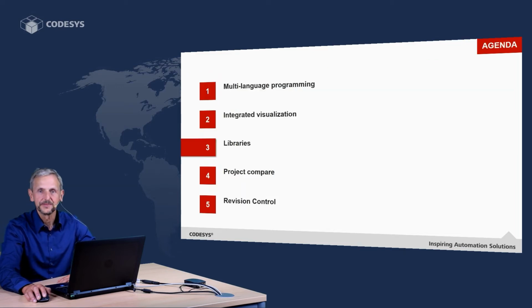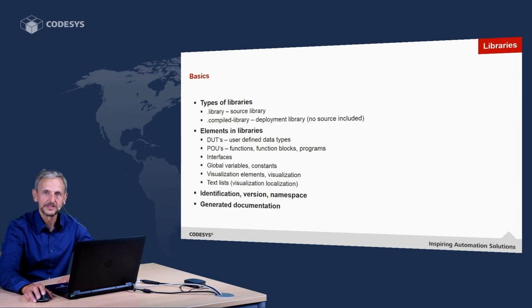A word about libraries. There are 2 types of libraries in CODESYS. The first, the source library with the file extension .library, is used for development purposes. And the deployment library type, which comes with no source information included, is the so-called compiled library. Elements in libraries could be user-defined data types, program organization units like function blocks or programs, interfaces and globals like global variables or constants, and of course visualization elements or complete visualization screens, and text lists for visualization localization, for example.